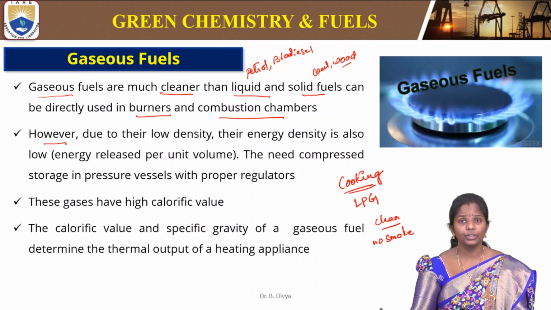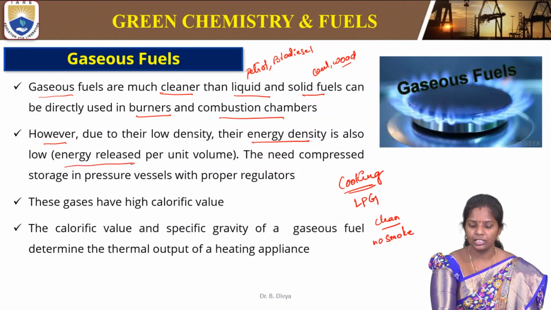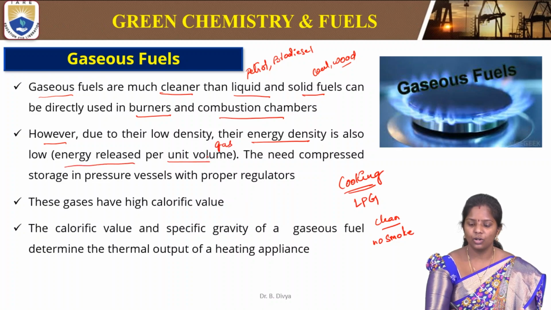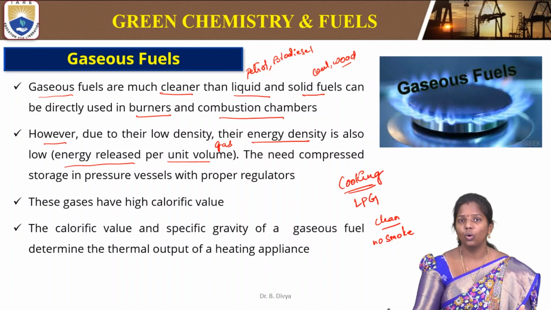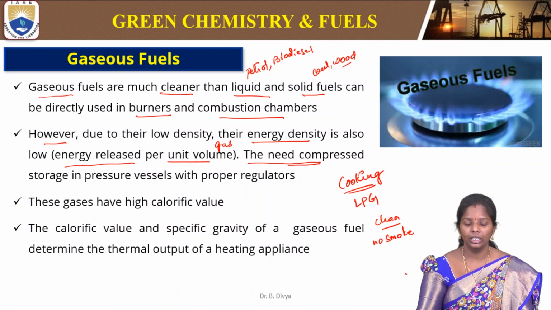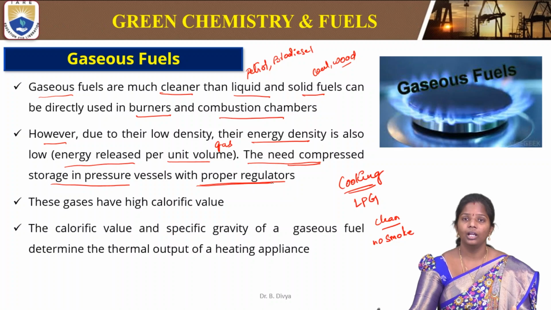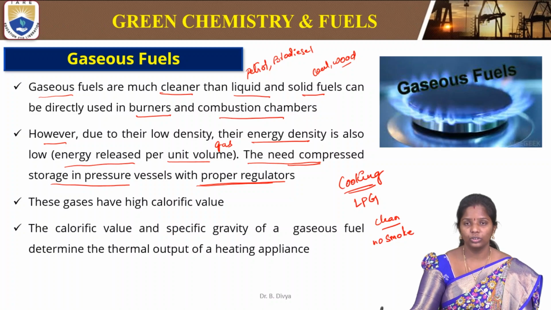However, due to their low density, their energy density is also low. It means the energy released per unit volume of gas is low. So it requires to be compressed, with the need for compressed storage in pressure vessels with proper regulators. If you see the general cylinder that we use for cooking, it is compressed gas, which is why we fit regulators, so that we send only the desired flow through the regulator.